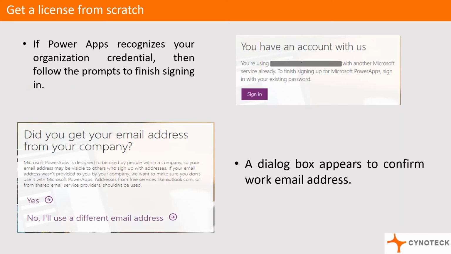After you submit your school or work email address, you will be taken to the next screen, and you will see that if you have any other Microsoft license, or you are using any other service other than Power Apps, Microsoft will ask you to sign in using those credentials for the services that you are already using. So a dialog box will appear to confirm your work or school email address, your company address, and then you can follow the instructions thereafter to log in to the Power Apps page.